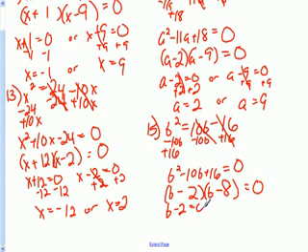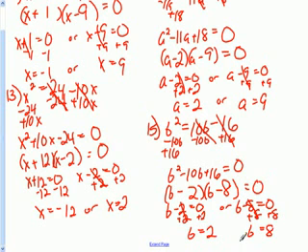So either b minus 2 equals 0 or b minus 8 equals 0. Add 2. And b equals 2. Add 8. And b equals 8. Alright. That's it. And that is the end of basically the problems where you're just solving it.